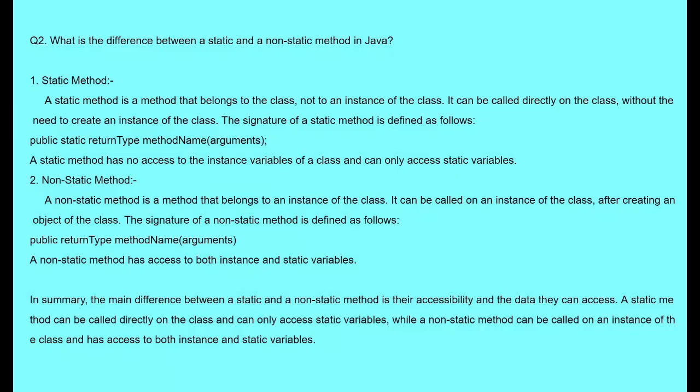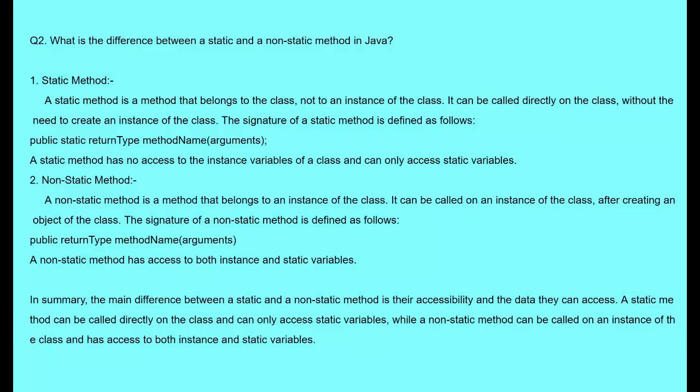The signature of a static method is defined as follows. Public static return type method name, arguments. A static method has no access to the instance variables of a class and can only access static variables.